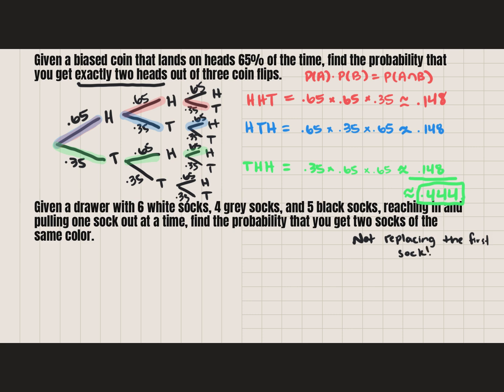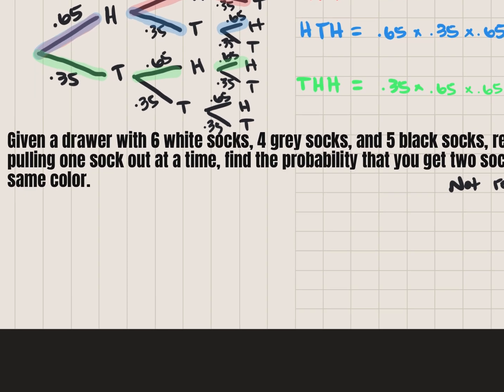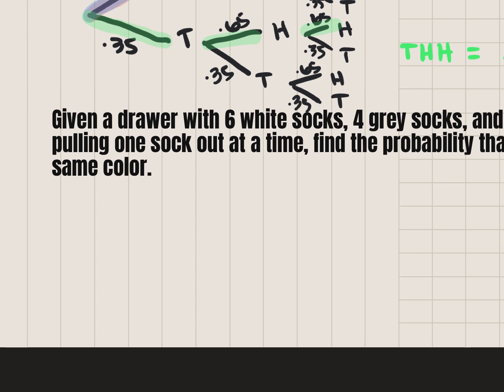Okay, I'm going to zoom in a little bit so that I have a bit more room down here. So when I go to make my tree diagram, I'm going to start off pulling the first sock out of the drawer. I have the chance of getting a white sock, a gray sock, or a black sock. In total, I have 15 socks in this drawer, 6 that are white, 4 that are gray, 5 that are black. So when I add all that up together, I get 15 socks.